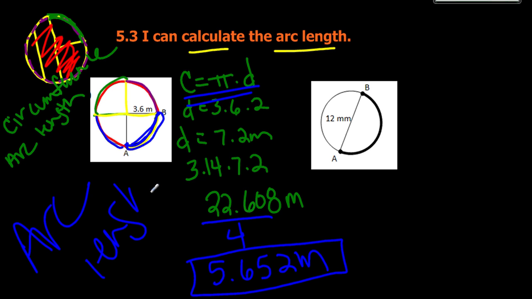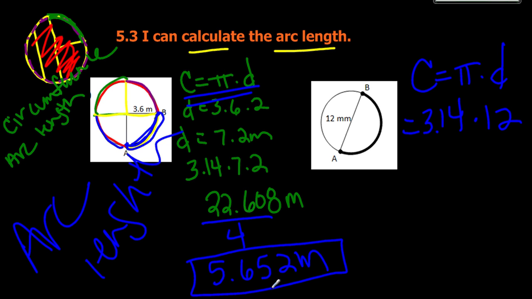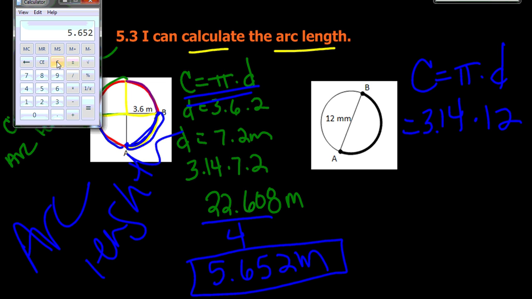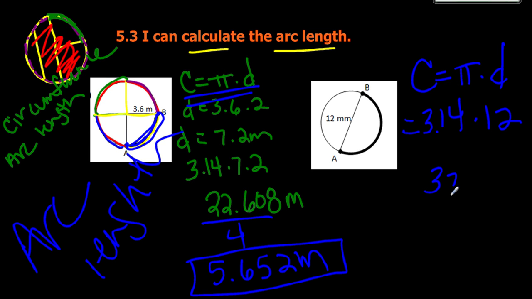Super awesome. This one is even easier, because this one gives you your diameter. So you can just go right to it on the circumference formula. We can go ahead and say, hey, I need 3.14 times my diameter, 12. I go to my calculator. I do 3.14 times 12. It gives me 37.68. And this time we're talking about millimeters.